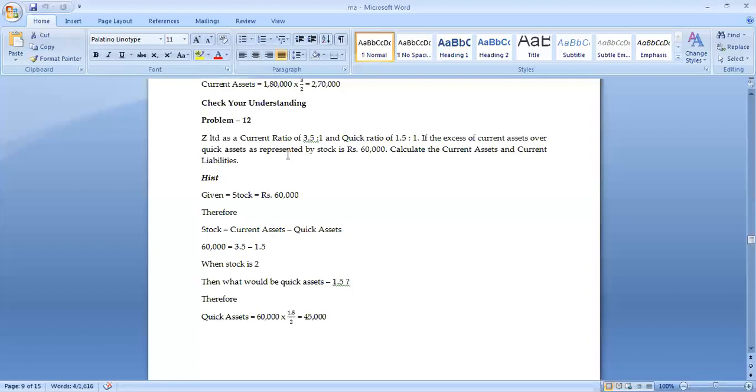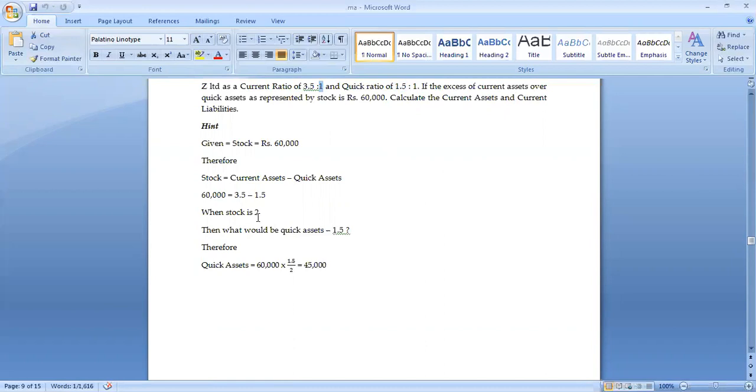Stock information is given, and the current assets and quick assets ratios are given. As it is an asset, the first portion of the ratio goes for the assets. Always remember, the first portion goes for the assets and the second goes for the liability. Clear? So 3.5 minus 1.5 gives you 2 as the stock. When 60,000 goes for the 2, you have to find out the quick assets. So find out what it will be for 1.5 of assets. So quick assets is 45,000. In the same way, find out the current assets as well as the current liability.